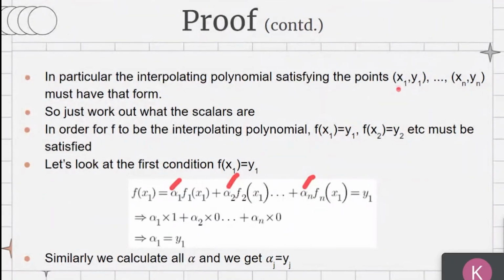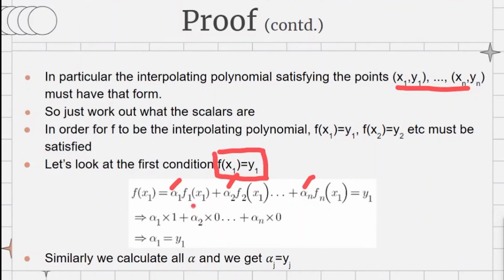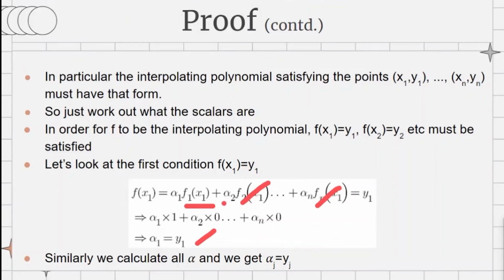And how do we do that? We again use the data set that's available with us. We plug in x1 till xn consecutively and equate to y1 till yn. So here we are taking the first condition, f of x1 should be equal to y1. Plugging in x1, with a similar argument as before, we see that only this part evaluates to 1, and every other polynomial, f2 till fn, evaluates to 0, because they all vanish at any point that's not the subscript value. So we are left with alpha 1 equal to y1. Then we use the same argument and get that alpha j is equal to yj, where j ranges from 1 to n.